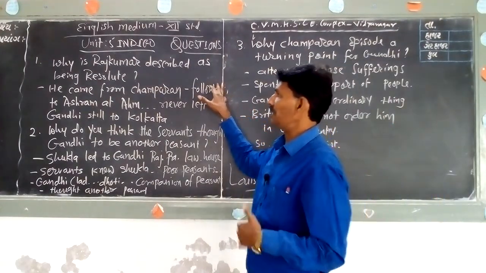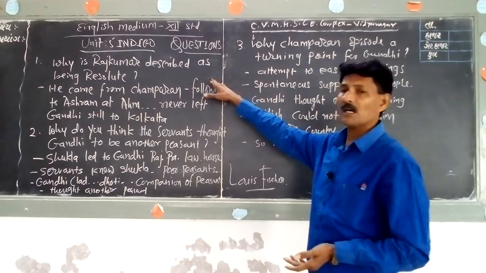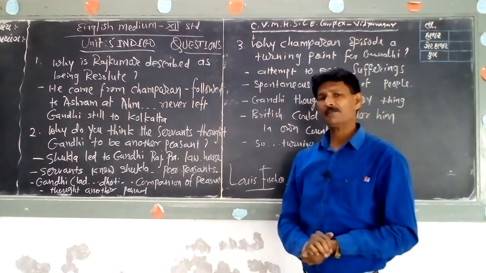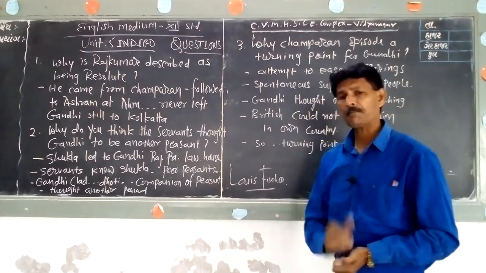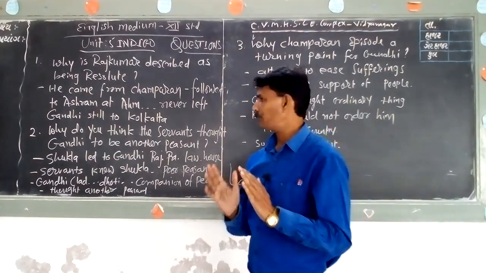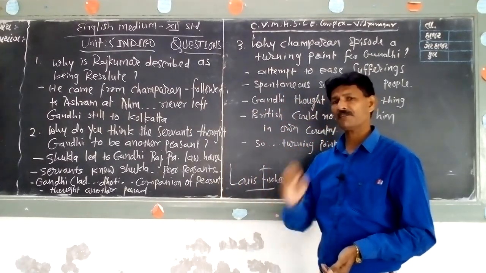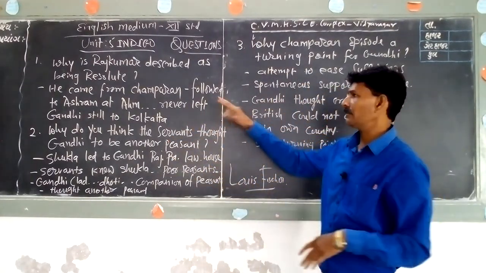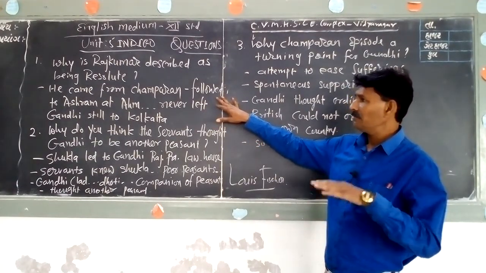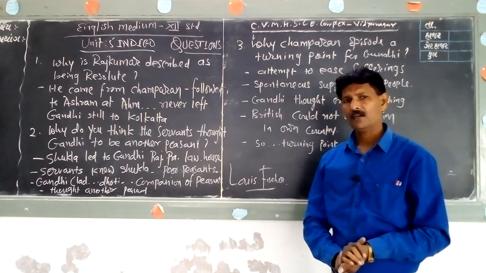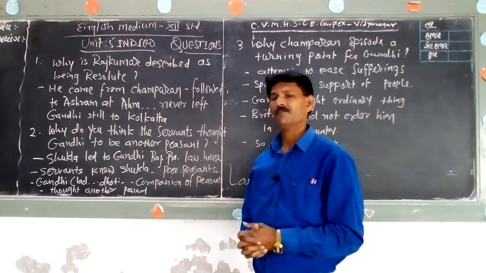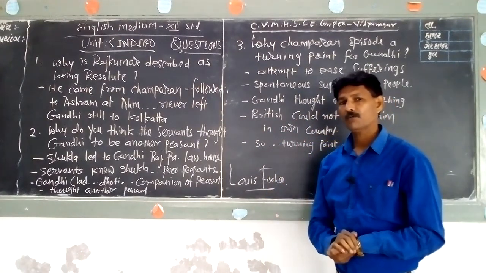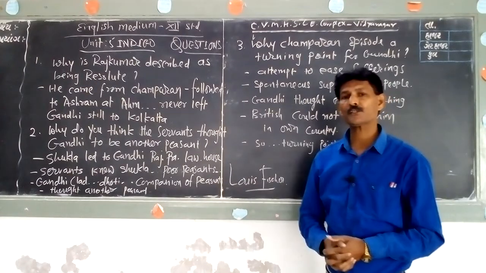The first question we are seeing here is, why is Rajkumar described as being resolute? The English rulers had compelled the peasants to give 15% of the harvest as tenants, and to surrender it to the English people. Many agreed, but some did not, and Rajkumar Shukla was one of the peasants who did not agree, and he thought that he should meet Gandhi.